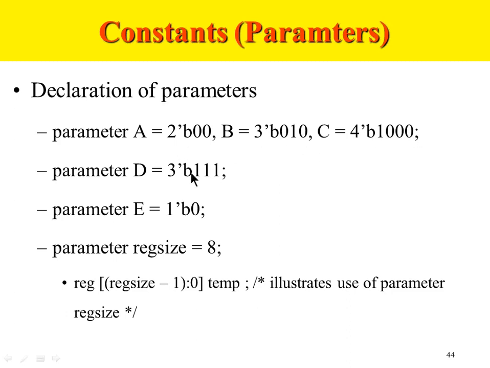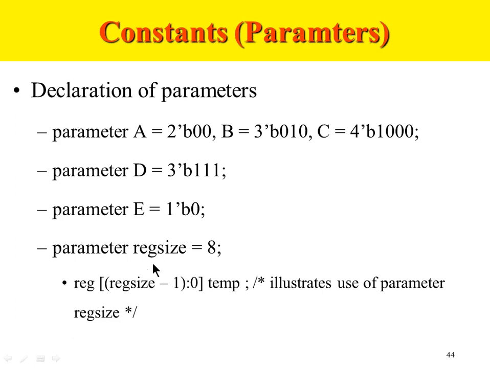I can declare these parameters and similarly other parameters. For example, parameter reg size is equal to 8, and I've declared it once, and then I use this label. This parameter becomes a label, so I can use it anywhere or any number of times in my design. Reg size minus 1 down to 0 temp. So temp is a register. And what is the size of temp? Reg size minus 1, so 8 minus 1 is 7. 7 down to 0 means it's an 8-bit register. So temp becomes an 8-bit register.